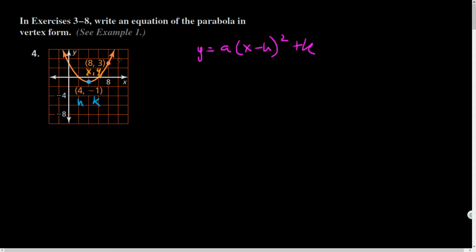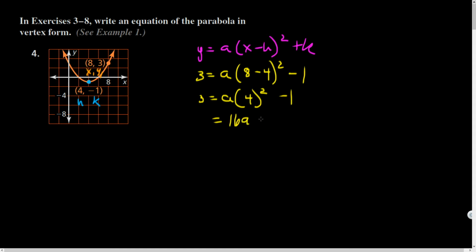And so y, a particular y that works in this equation, is 3. And a is unknown to me. And when 3 is plugged in for y, 8 must be plugged in for x. Minus h would be minus 4. And plus k, I could write that as plus minus 1, but just take away 1 probably makes more sense. And so let's PEMDAS this. 8 minus 4 is 4. I'm going to square that 4. I'll get 16 times a.